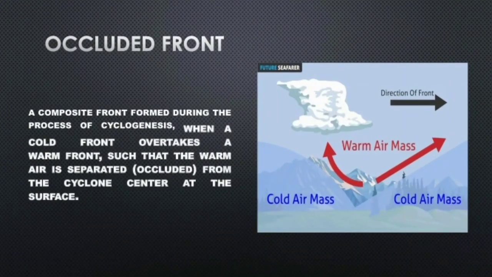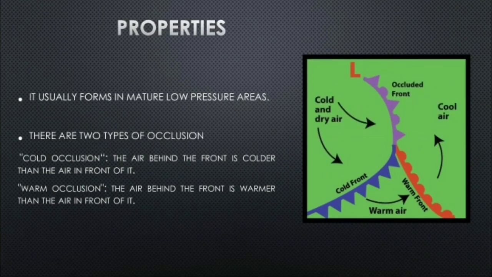The last type of front is called occluded front. Occluded front is a composite front formed in the process of cyclogenesis, wherein a cold front overtakes a warm front. Consequently, the warm air is separated or occluded from the cyclone center at the surface and is forced to rise upwards. Let us discover the properties of occluded front.